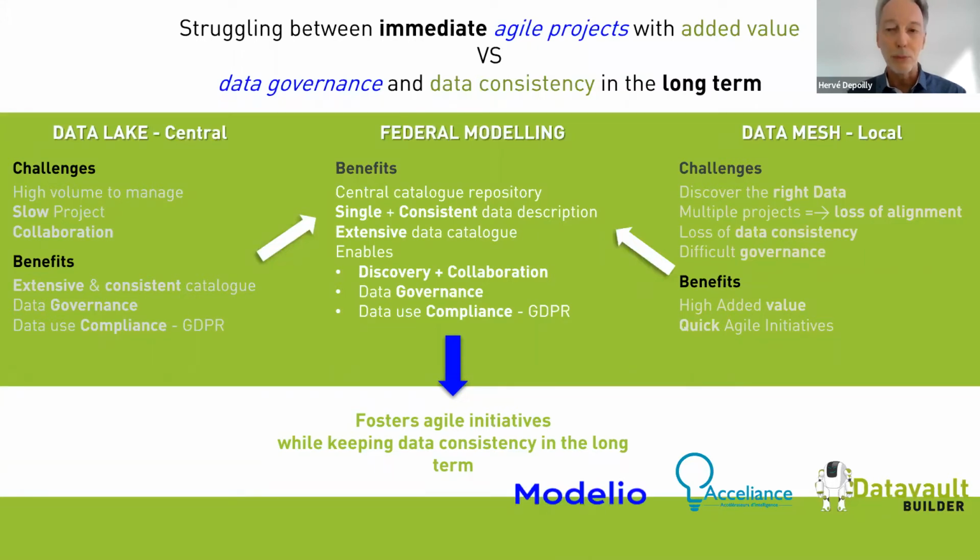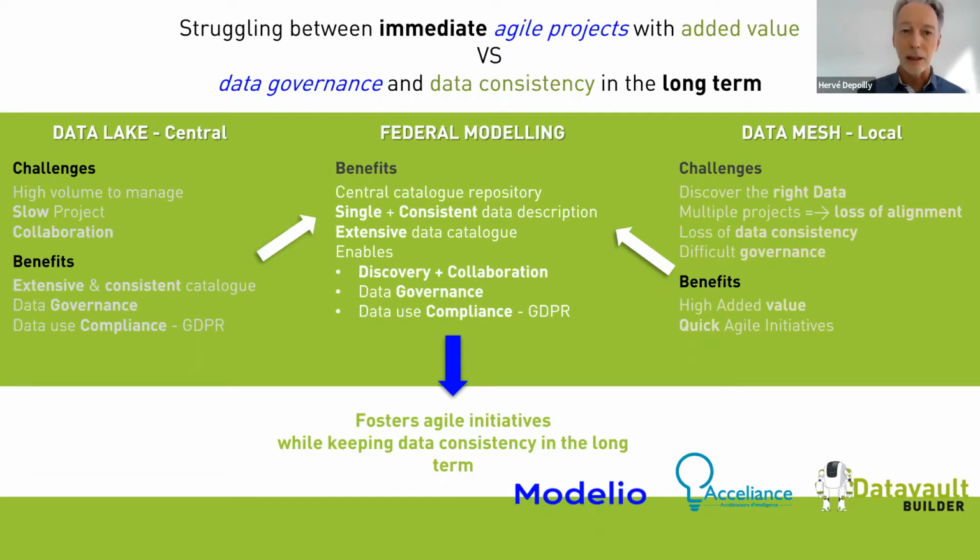So the good approach seems to be the federal modeling. With the benefits, it's a central catalog repository, which allows you to bring a single data description. It's in one place, only one time, and it is shared by everybody. So it can bring consistent data description.